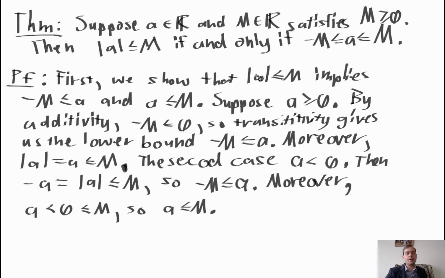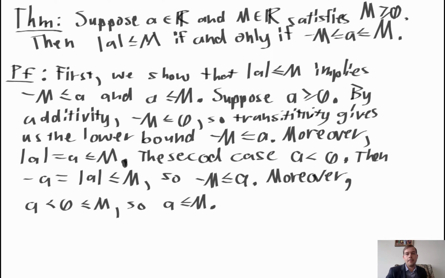Now we have that the absolute value of a less than or equal to m implies these two inequalities, and therefore this combined inequality. But now let's assume that we have the combined inequality, that is, it splits up into these two conditions, and now we go ahead and prove that the absolute value of a has to be less than or equal to m.